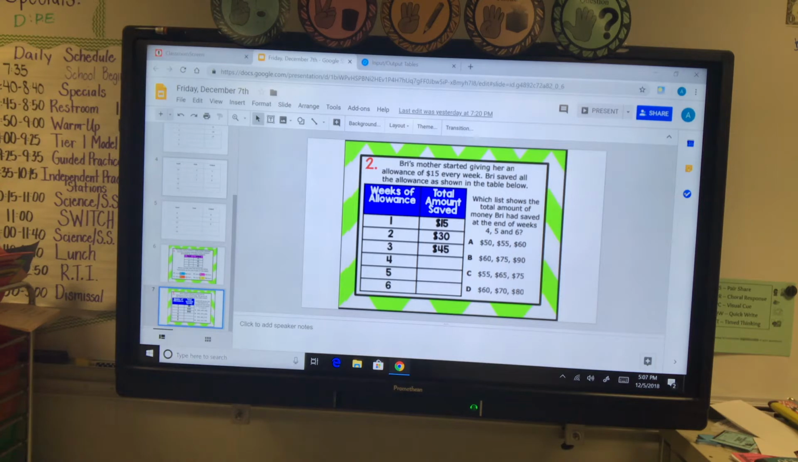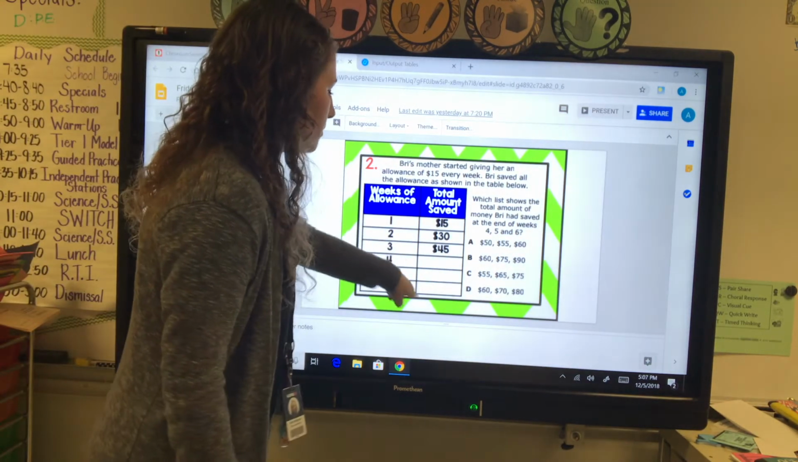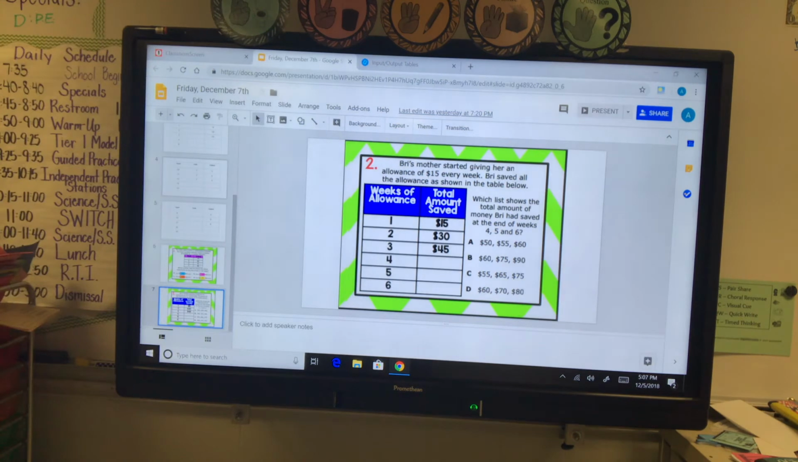Bree's mother started giving her an allowance of $15 every week. Bree saved all the allowance as shown in the table below. Okay, so it's giving me an input-output table. I'm noticing that they left some options blank, which means I'm probably going to have to fill that in. So I might have to be determining a rule and some other output numbers. Which list shows the total amount of money Bree had saved at the end of weeks 4, 5, and 6?